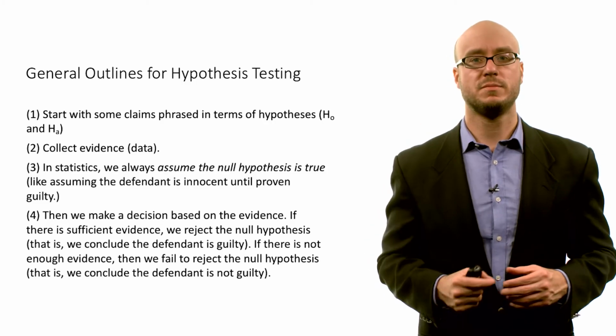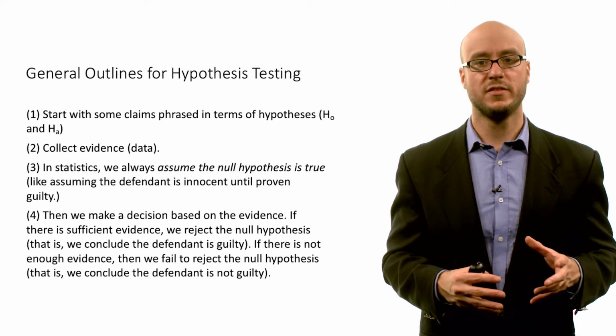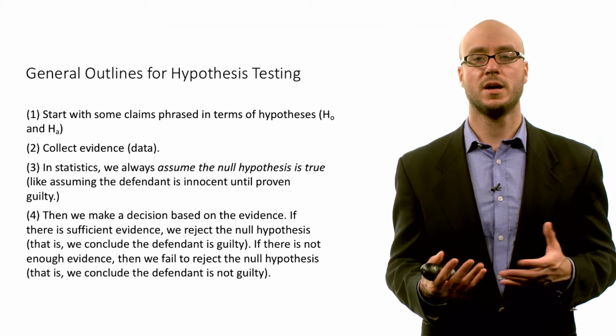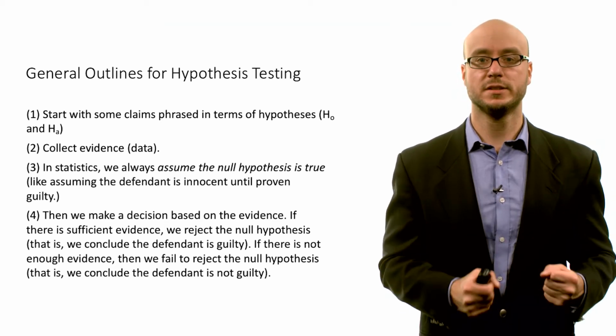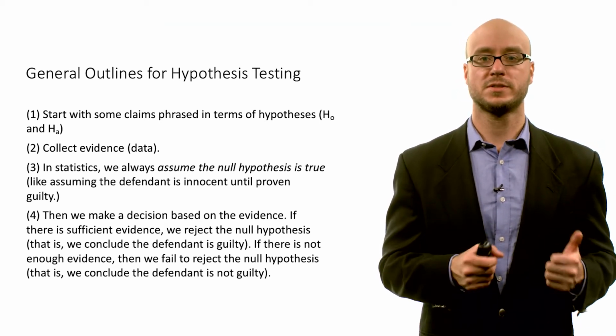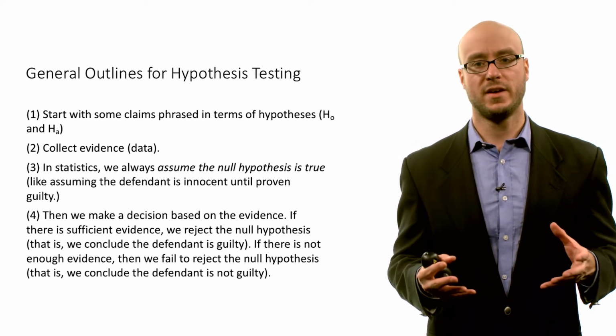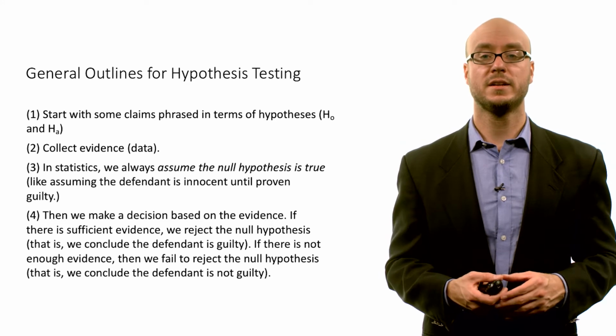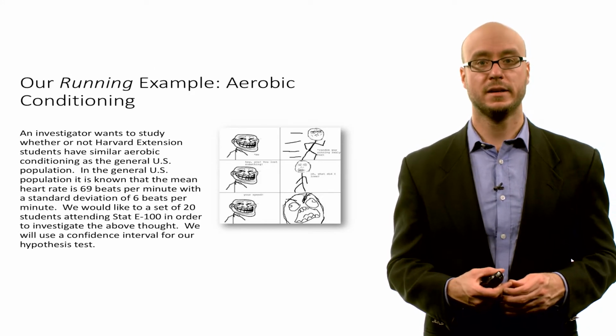In a legal context, it's like assuming the defendant is innocent until proven guilty. Well, we assume the null hypothesis is true. We assume, in general, nothing's going on. And then we make a decision based on the evidence. If there is sufficient evidence, we reject the null hypothesis. So in the legal context, you might say the defendant is guilty. We reject the null that the person is innocent. If there is not enough evidence, then we fail to reject the null hypothesis. So we conclude the defendant is in fact not guilty.